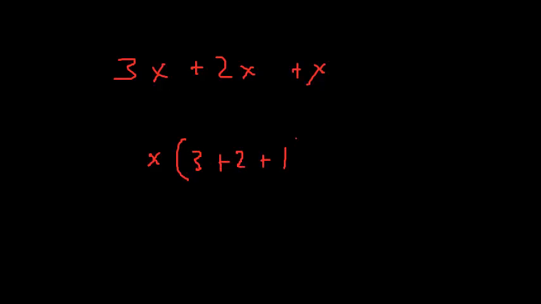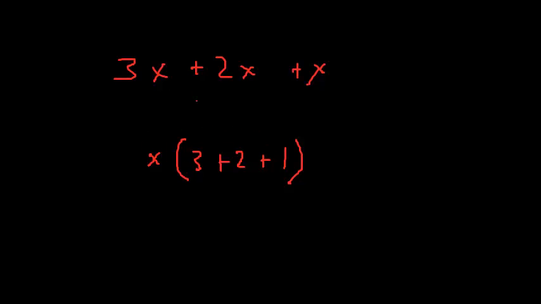Let's go ahead and add some more like terms. Say I have 3x plus 2x plus x. Another way to think about this is with the distributive property. We saw before, if we had something outside with each piece inside here, that was the same as that one piece being multiplied by each one separately.